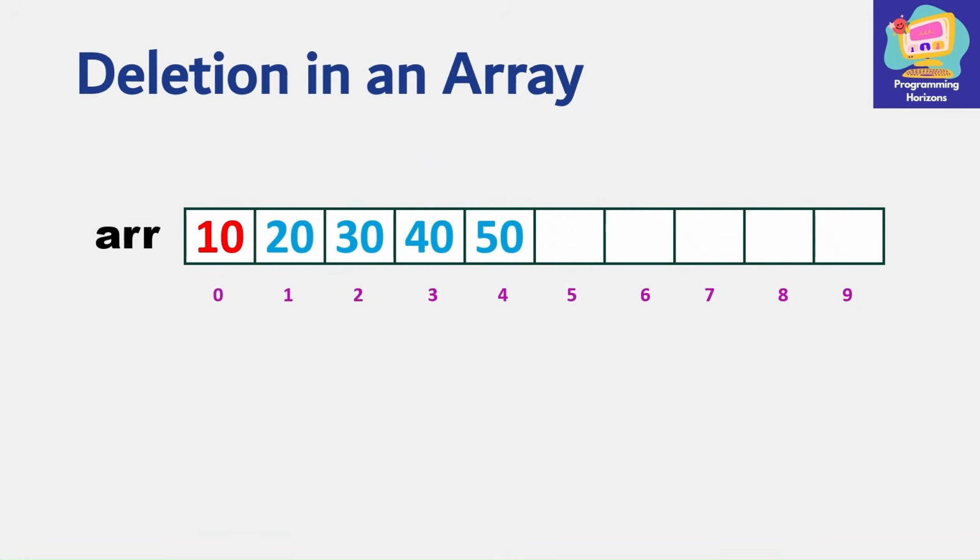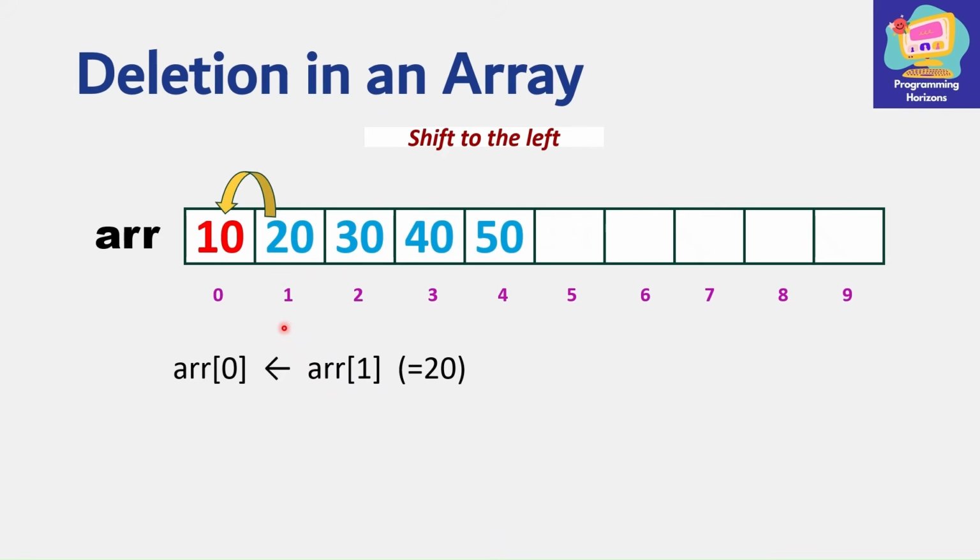Now in order to delete value 10, we will have to shift the elements to the left. We will start at index 1 where currently 20 is stored. We will bring 20 in position of 10 and overwrite the value 10 with value 20. In order to do this, we will have to write this equation: ARR[0] equal to ARR[1]. That means the value stored at index 1 in the array will be assigned to index 0.